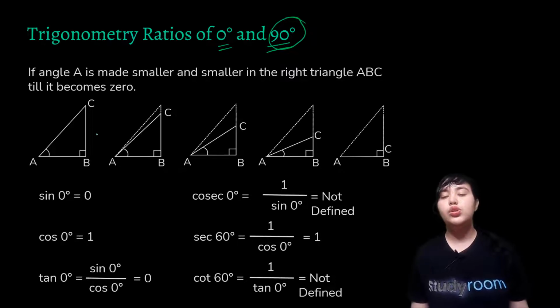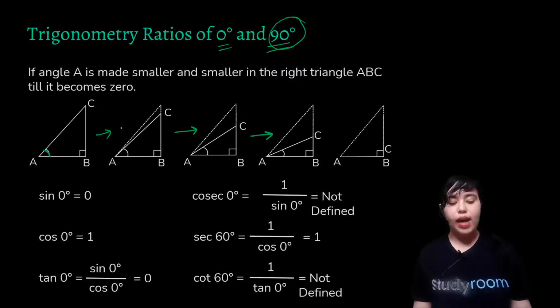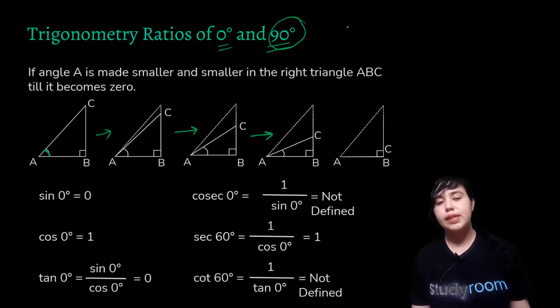Now I'm going to reduce the value of this angle. Let's say initially it was some value. Now I have reduced this, so it looks like this. I have further reduced it, it looks like this. I have further reduced it, and it looks like this. So what is happening as I'm reducing the value of angle A? You can see that the length of this side BC.